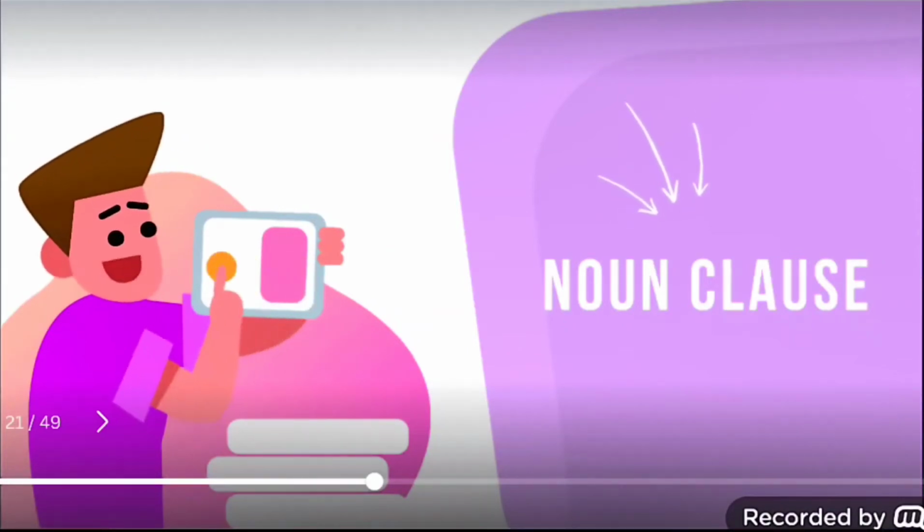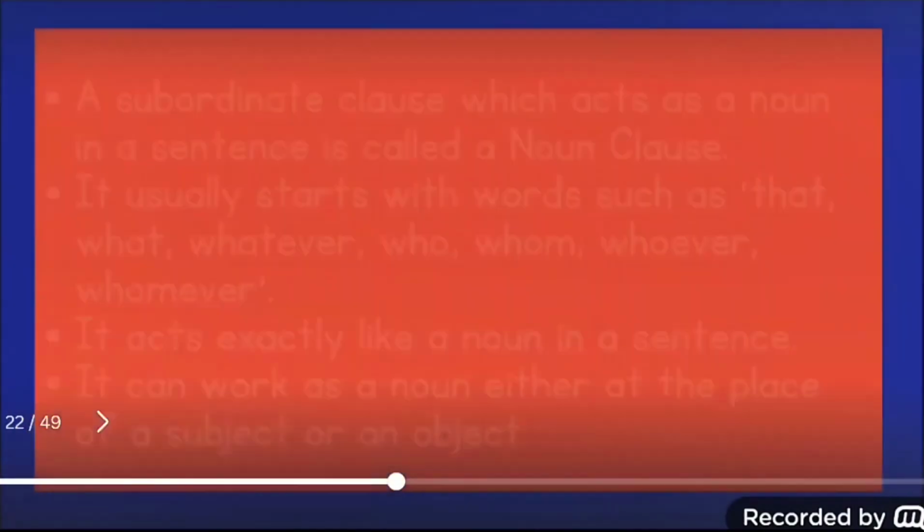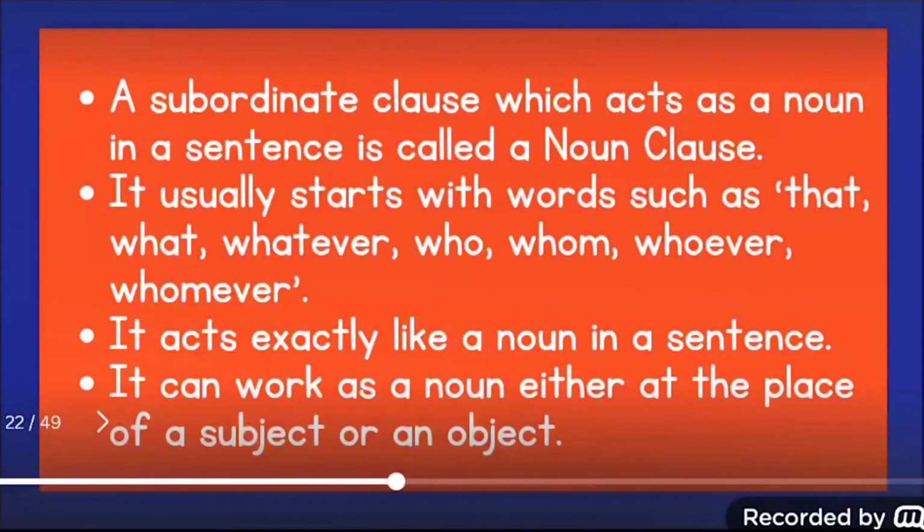So what is a noun clause? So a noun clause is a subordinate clause which basically acts as the noun. So a subordinate clause which acts as a noun in a sentence is called a noun clause. It usually starts with words such as that, what, whatever, who, whom, whoever, whomever.